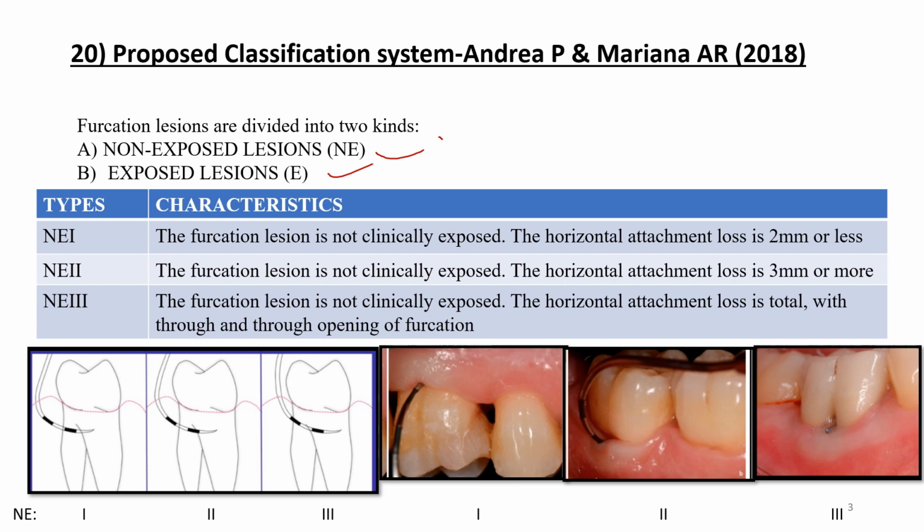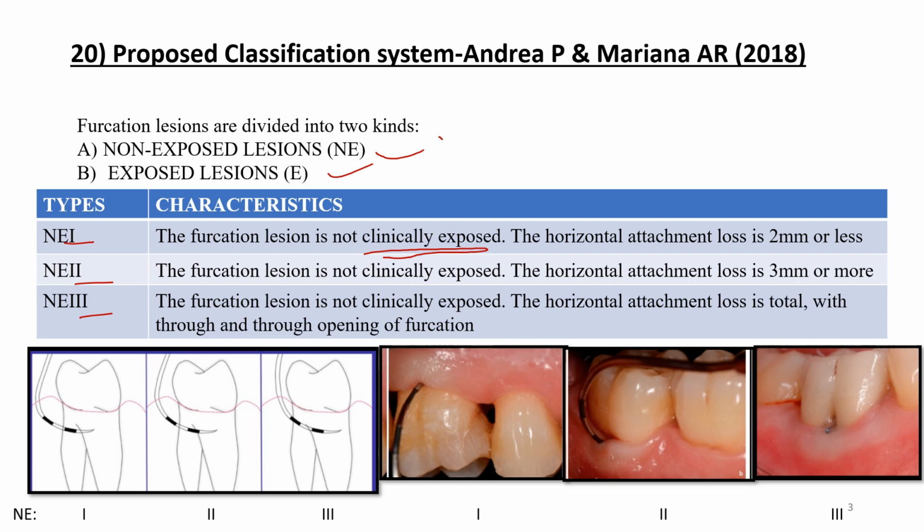Now non-exposed lesions are further divided into type 1, 2 and 3. These types are basically they have denoted with the Roman numeral 1, 2 and 3. Non-exposed lesions, they all have one single characteristic, that is furcation lesion is not clinically exposed. And the further subtypes Roman number 1, 2, 3 have been done on the basis of the horizontal attachment loss.